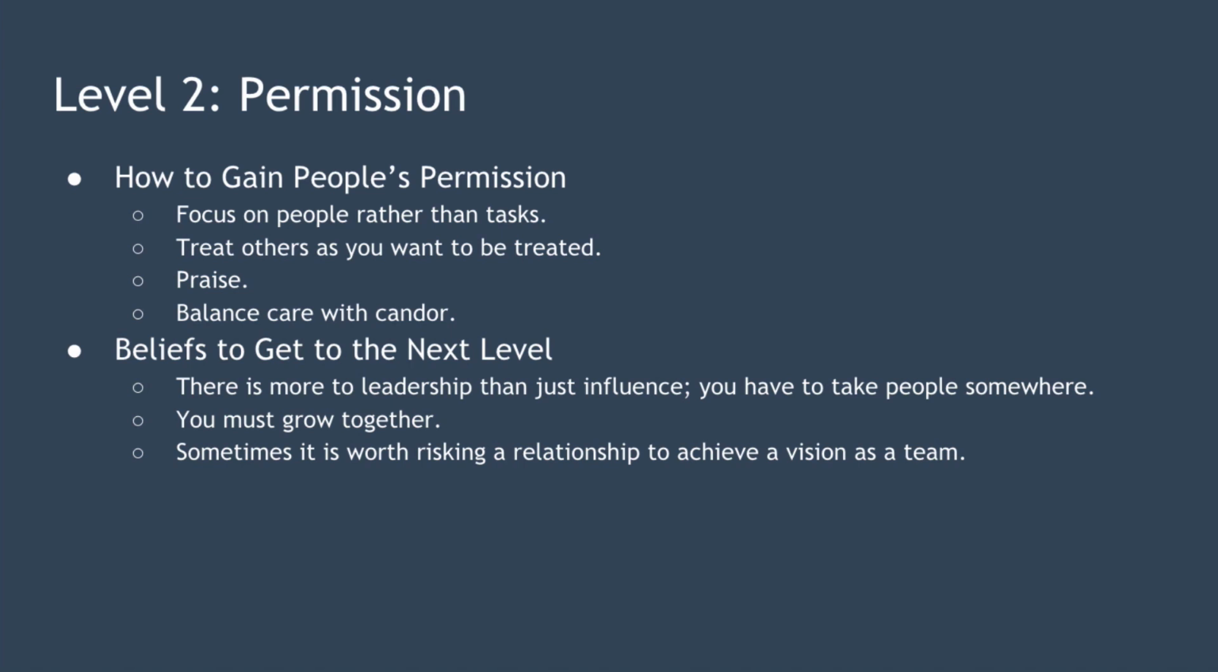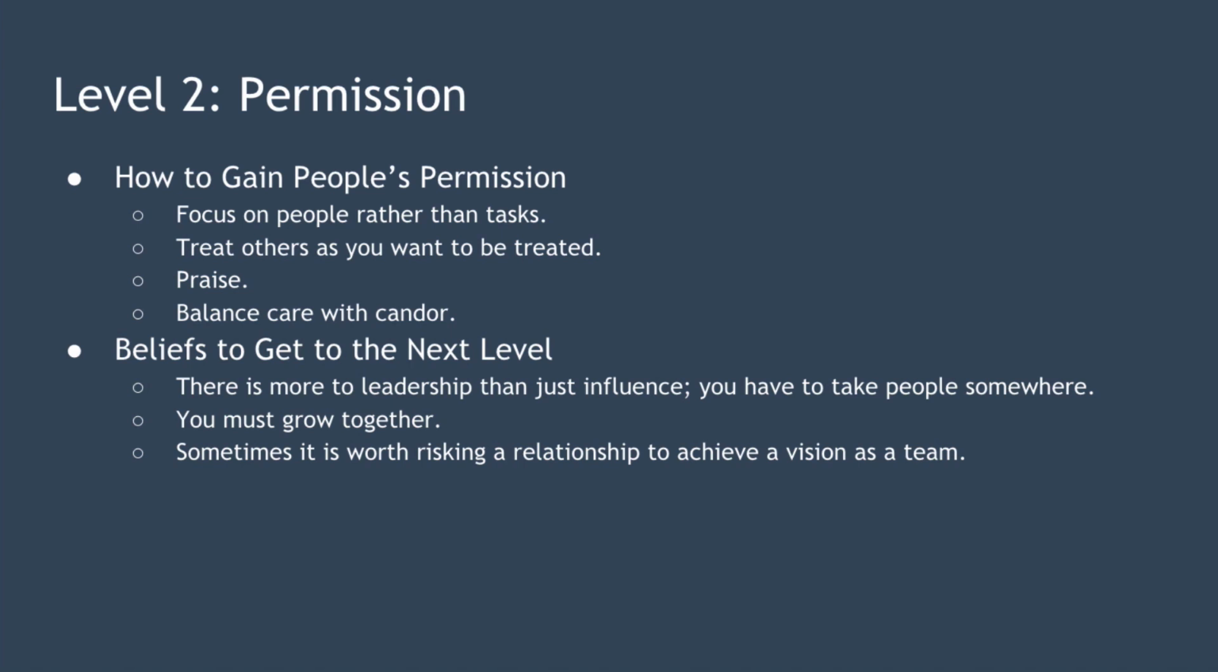So how do you go about gaining people's permission? Well, first, develop a leadership style that is focused on people rather than tasks. Treat others as you yourself would like to be treated. Praise, along with words of encouragement, are important. Be your team's chief encourager. And finally, it's important to balance care for team members with candor.